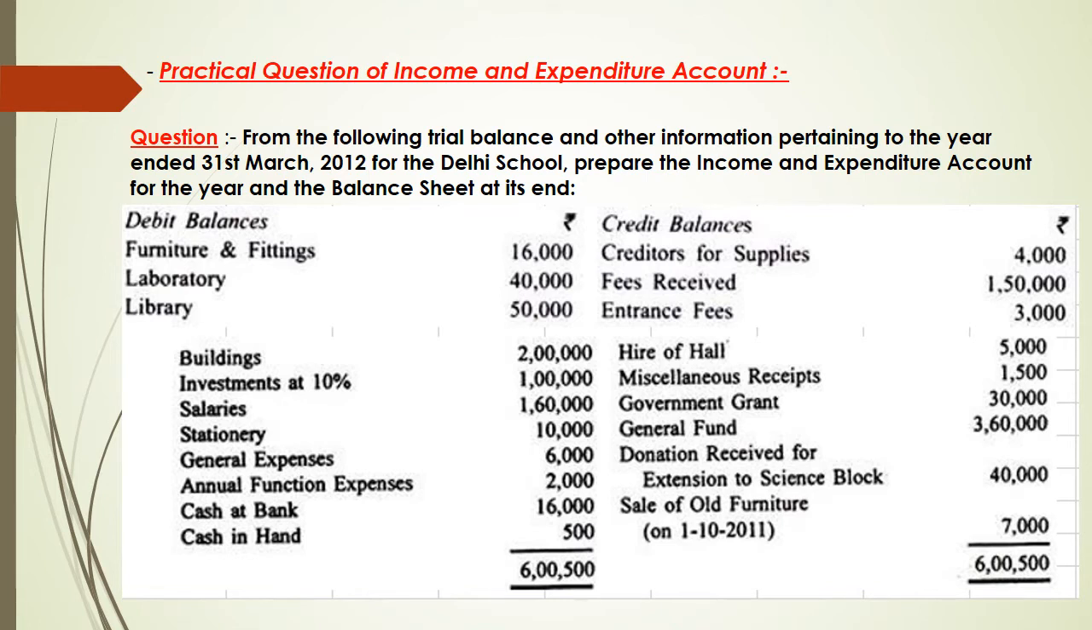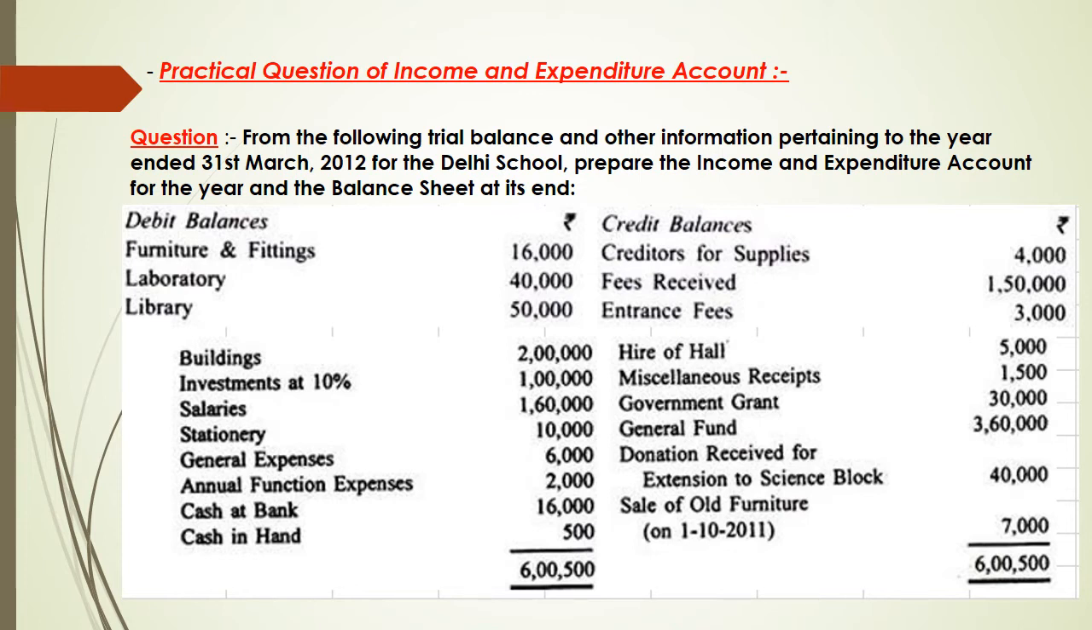Now the practical question. I have taken up one question practically for the income and expenditure account. If you see my question: from the following trial balance and other information pertaining to the year ended 31st March 2012 for Delhi School, we have to prepare the income and expenditure account for the year and the balance sheet at the end of the year, 31st March 2012. And they have given the debit balances and credit balances, all the items.